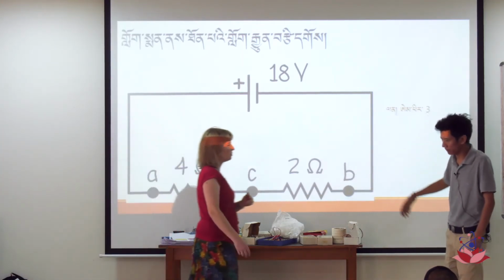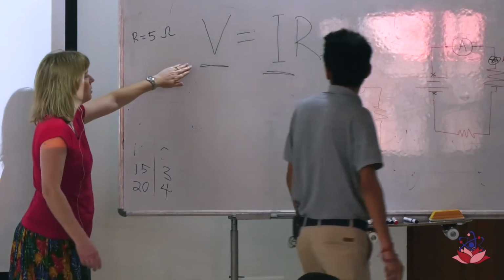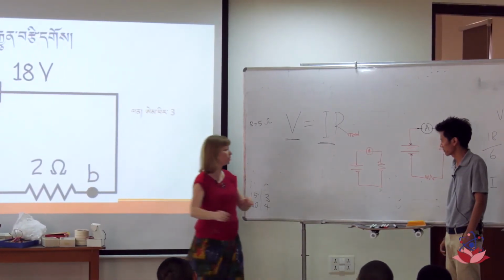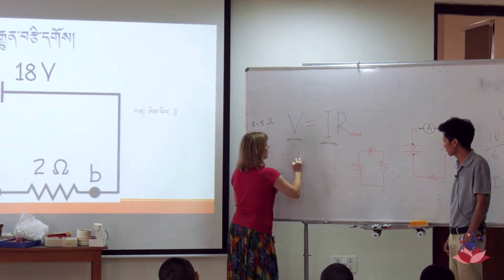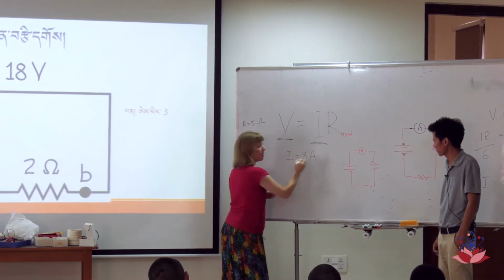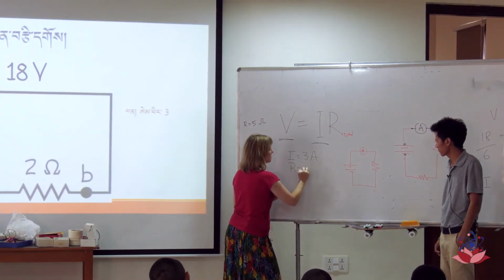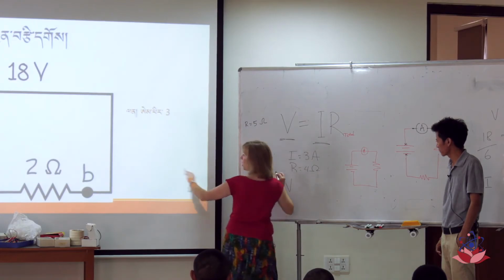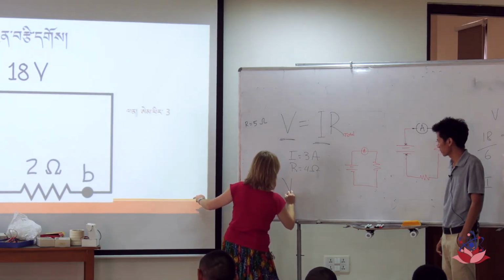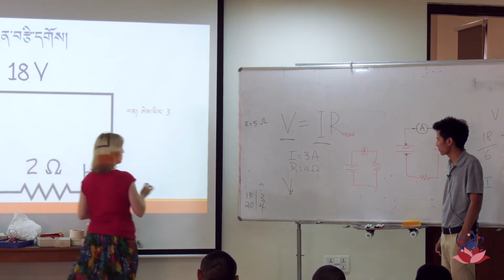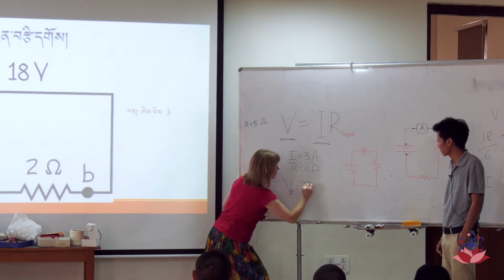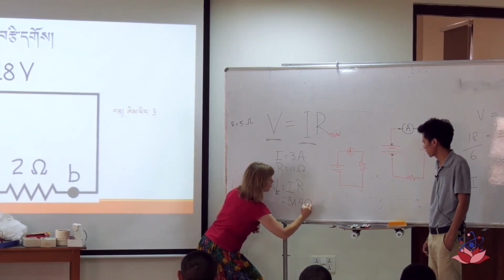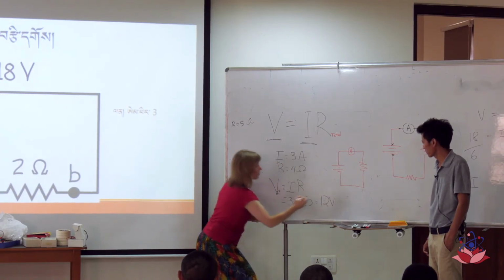So we can look at this equation and calculate the voltage drop just across the 4 ohm resistor because we know the current is 3 amperes and the resistance is 4 ohms. So the voltage drop across AC, just those 2 points, is the current times the resistance, or 3 amps times 4 ohms, 12 volts.